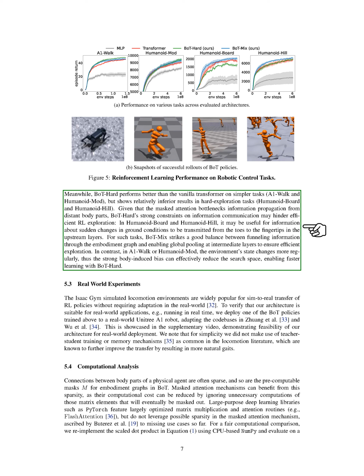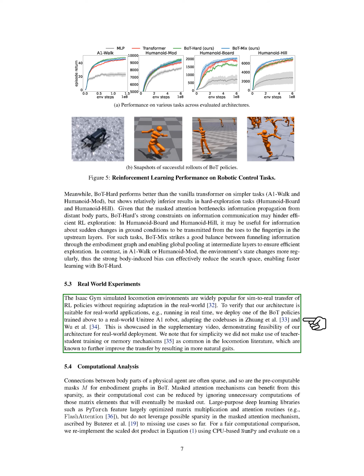Section: Real-world experiments. In this section, we explore real-world experiments. We find that the Isaac Gym simulated locomotion environments are effective for transferring reinforcement learning policies to real-world applications without needing adjustments. To test our architecture's suitability for real-time use, we deploy one of the trained BOT policies on a real Unitree A1 robot, modifying the necessary codebases. This is illustrated in the supplementary video, which shows that our architecture can be effectively used in real-world scenarios.